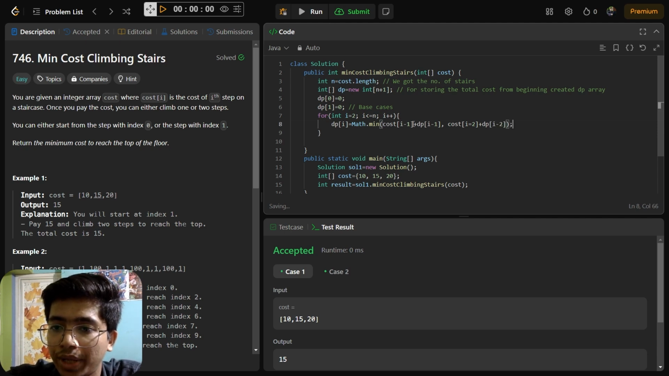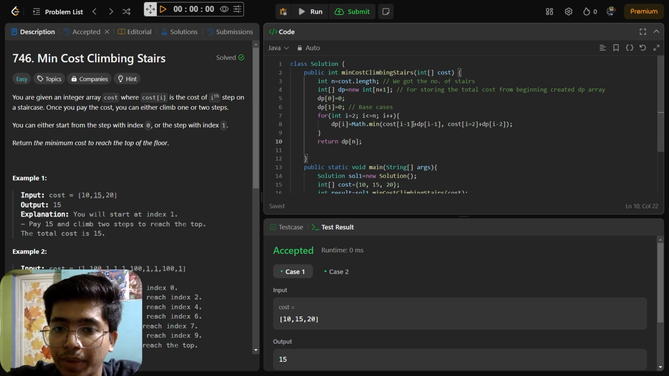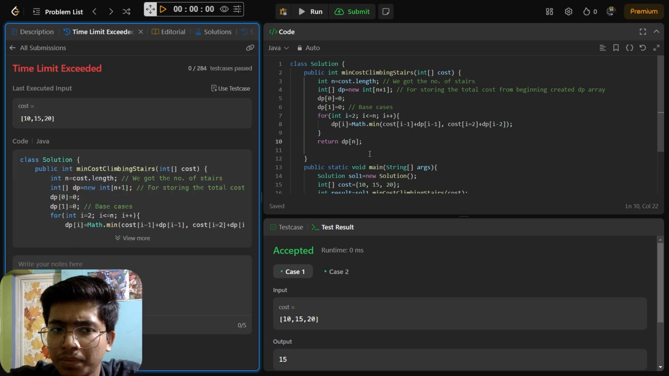Okay, so that is the minimum, and now we'll return dp of n, because that will provide us the solution. So all correct. Let's submit it and see if we get any mistake. Time limit exceeded. I don't know why I got this error.